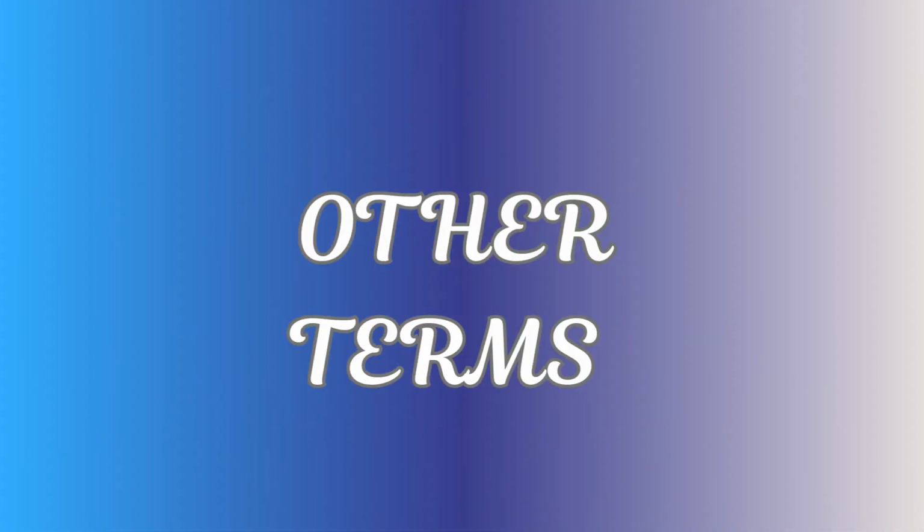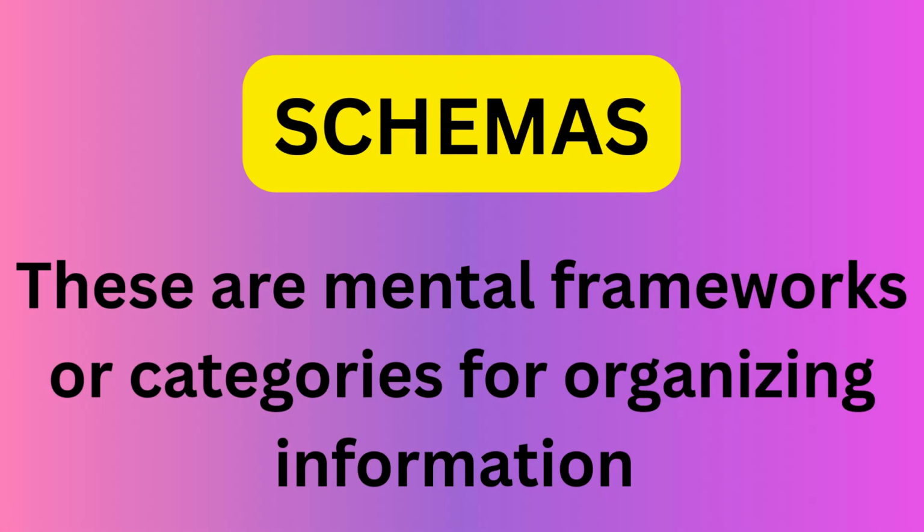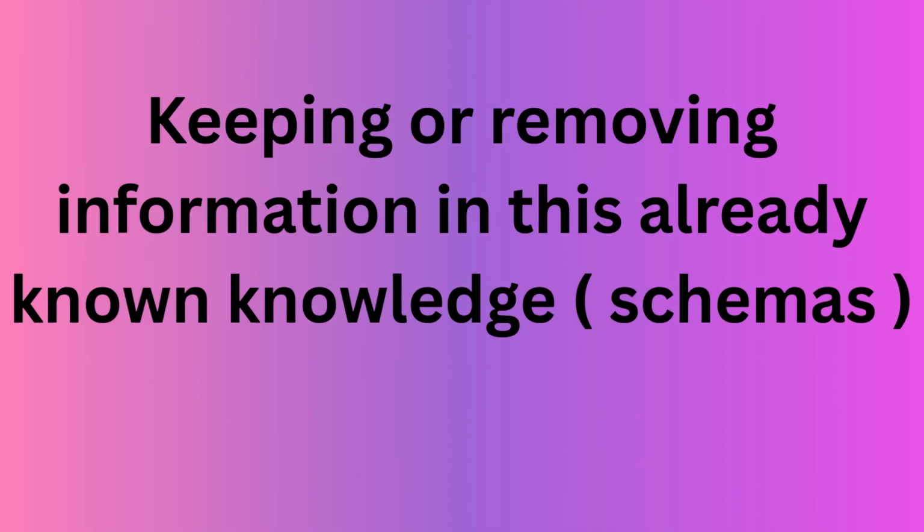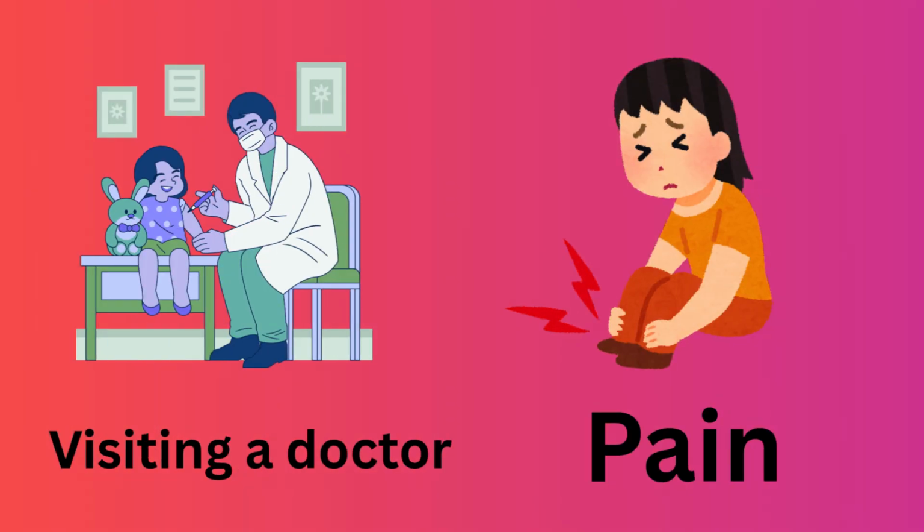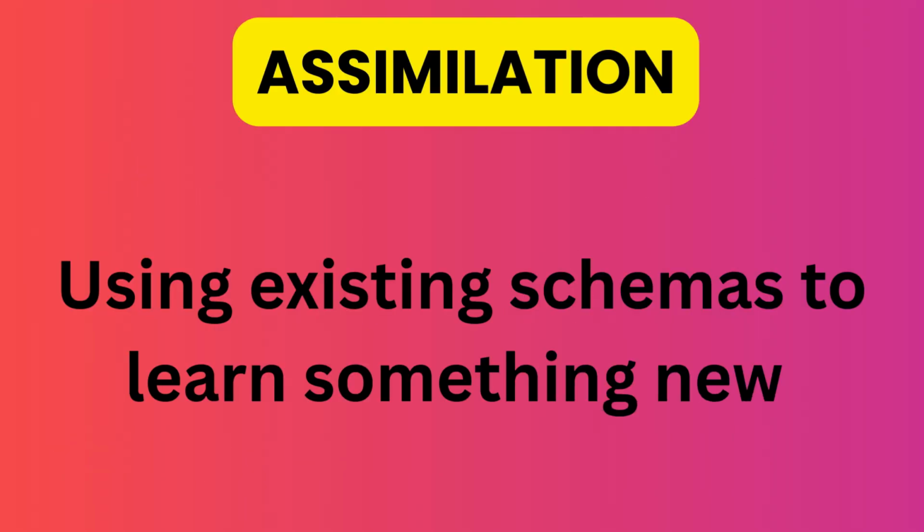The other few terms which you have to remember in Piaget's theory are, first of all, schemas. Schemas are a very important term. These are the mental frameworks or categories for organizing information. This happens in the mindset of an individual according to Piaget. So these are mental frameworks or mental categories for keeping or removing information, and this already known language is known as schemas. Example: when a child visits a doctor, first of all he knows that he will have an injection or that he will get pain from the doctor visit. This is a schema only.